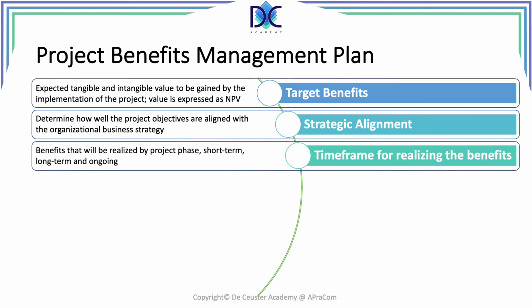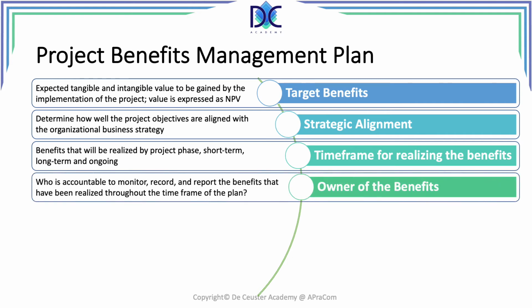Time frame: we look at the benefits that we create by project phase. So we can look at different phases. Short term, every phase has some benefits, but we can also look at the totality of all the benefits when we look at the long-term and ongoing benefits of the project. Owner: who is accountable to monitor, who will be doing all these things. So we'll be evaluating that the benefits have been realized through the time frame of the plan. So here we're looking at what we did related to the milestones.